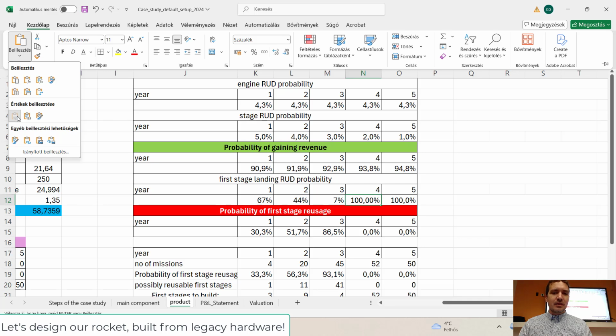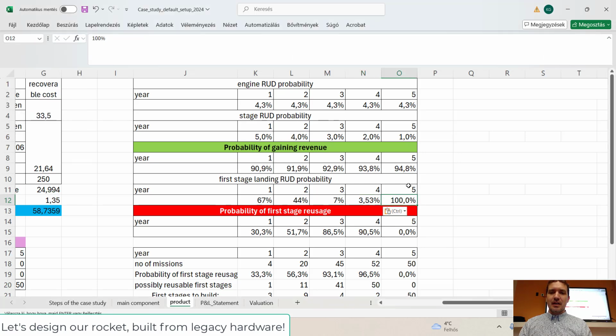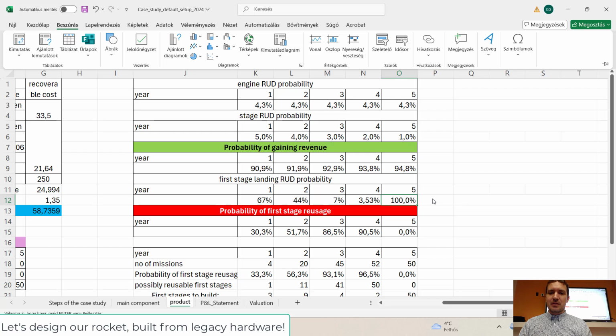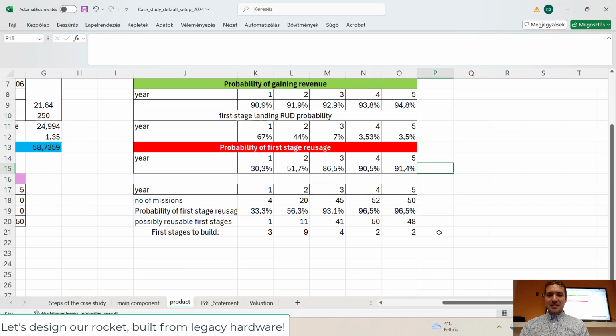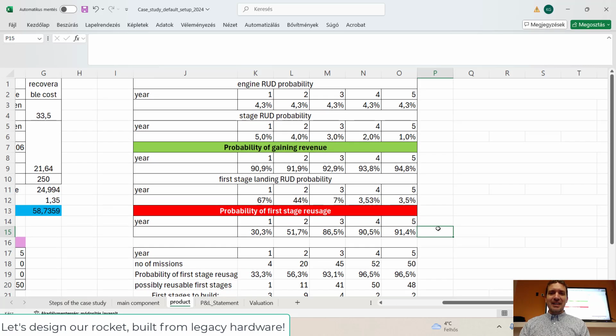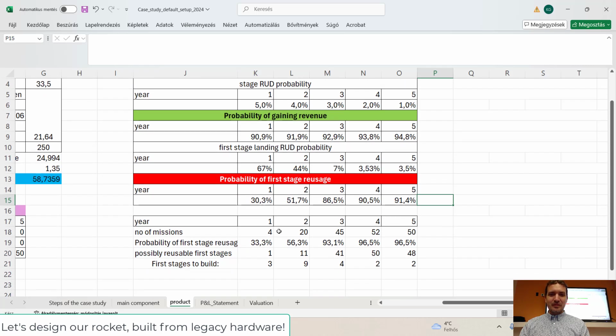Yes, only the number. And after that, this will remain the same. So still we have some imperfections, so it's not completely perfect because this is engineering, not finance. So, probability of first stage usage. Obviously this one should go up, and then with this probability it will go down as well, and after that still we have some stages.